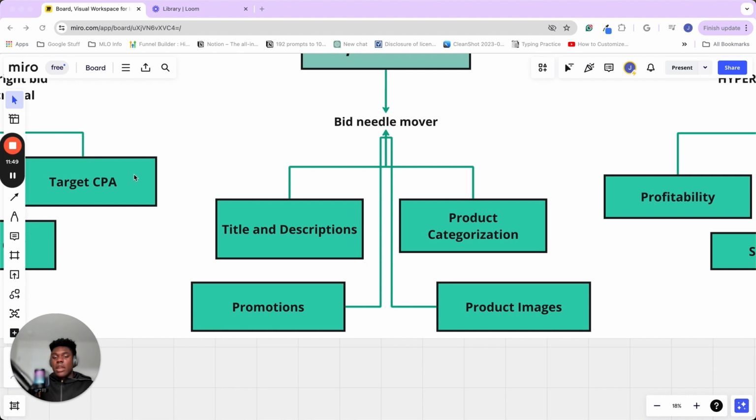Now, product images, you want these to be very high definition. You want them to be high quality images that look and describe your product to stand out from a sea of black jacket.